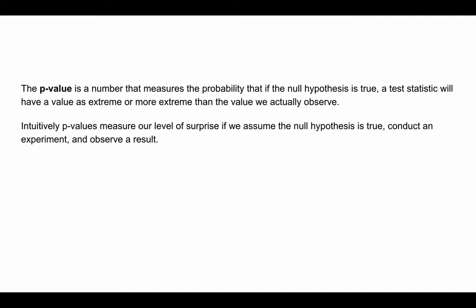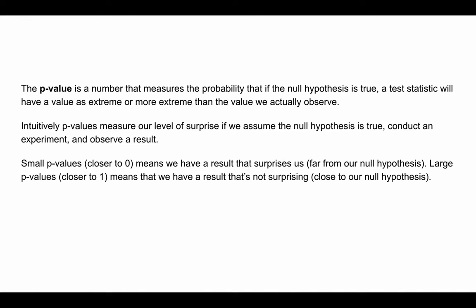Intuitively, p-values measure our level of surprise if we assume the null hypothesis is true, conduct an experiment, and observe a result. Small p-values, those that are closer to 0, mean we're surprised. We get a result that surprises us. In other words, we get something far from our null hypothesis. Large p-values, closer to 1, mean that we have a result that's not surprising. In other words, close to our null hypothesis.